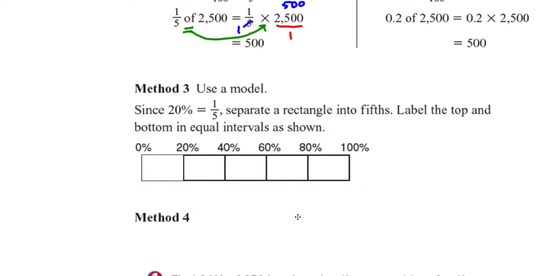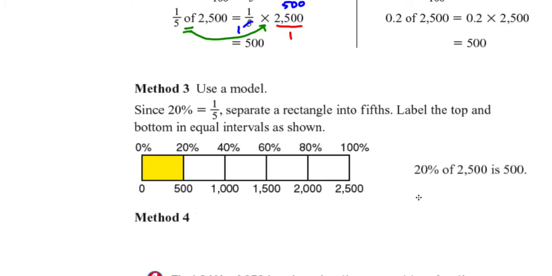The next thing to do is to divide 2,500 into fifths as well. So you now have 0, 500, 1,000, 1,500, 2,000, and 2,500. Then we simply shade, since we're only shading 20%. So we shade that part, and if you notice, it is 500. So 20% of 2,500 is 500 using a model.